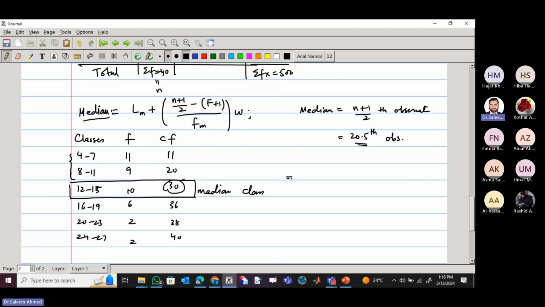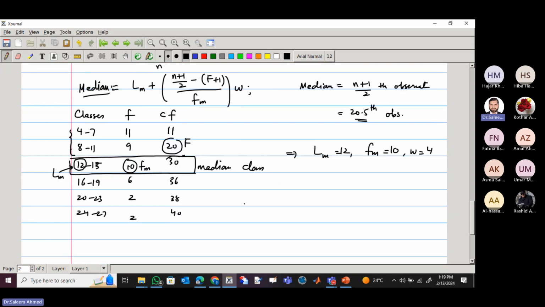Okay, so this implies that the lower limit of the median class is 12, right? Frequency of the median class is 10. This is the frequency; we don't need that because we need the previous one, this one. So this is my F, this is my FM, this is my LM, right? And class width is 4. We calculated that W was 4.